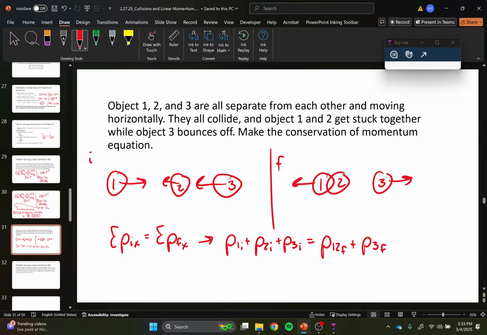Great. 3 objects in the beginning, 2 objects at the end, and then you just chuck in a bunch of m's and v's. So m1 v1 initial plus m2 v2 initial plus m3 v3 initial equals (m1 plus m2) v12 final plus m3 v3 final. M times v, m times v, m times v, all the m times v's. You just keep them together. Initials on one side, finals on the other. There you go.